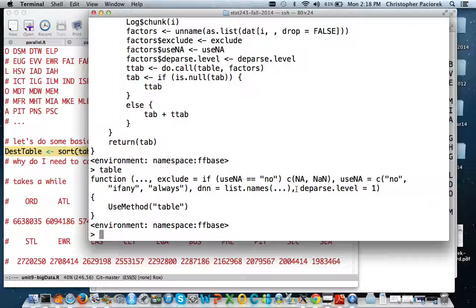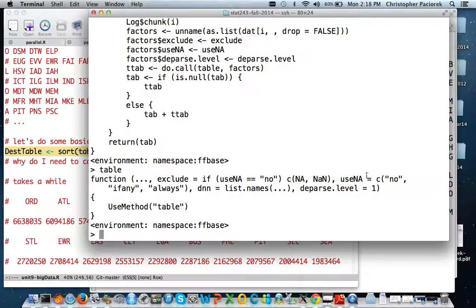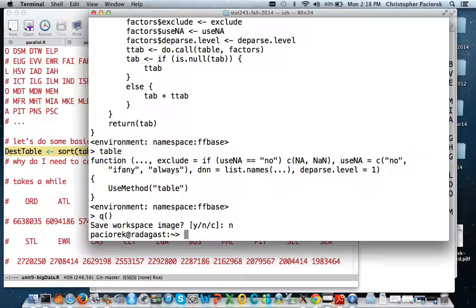So let me just explain what I thought was going on, and we'll maybe figure out what is actually going on. When I was playing around with this, what I thought I had to do was put in table.ff instead of table, because when I tried to put in table, it didn't seem to recognize that it was supposed to call the FF-specific version of table on this FF object. And I thought the reason for that was that table was not a generic function. Actually, I think I'm starting to get a sense of what's going on here.